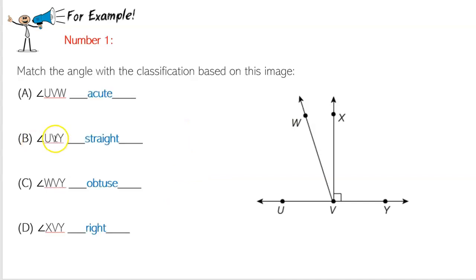Now let's just go to this screen. So let's go to angle UVY. I go from U to V to Y, and we can see that that is a straight line, so it's a straight angle. Then we have WVY, and you're going to start with W, go to V, and go to Y, and we can see that that is an obtuse angle. And then the last one is XVY, so we start at X and go to V and go to Y, and because of this box right here, we can say that that is a right angle. So again, angle classification, number 1.